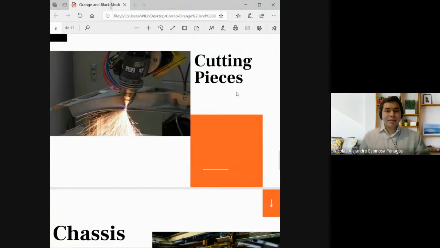Okay, the second one, cutting pieces. To create pieces, we have some operations: cutting, curvature of some materials, and drilling. Why do that? Well, these operations are made to attach with other parts. Without them, the entire structure cannot attach to others.